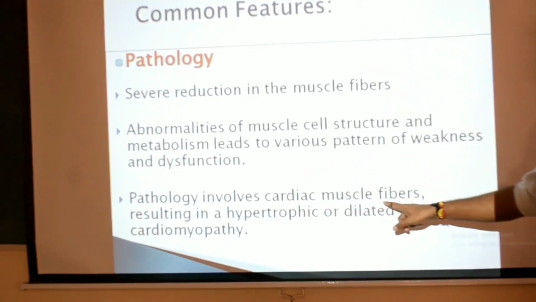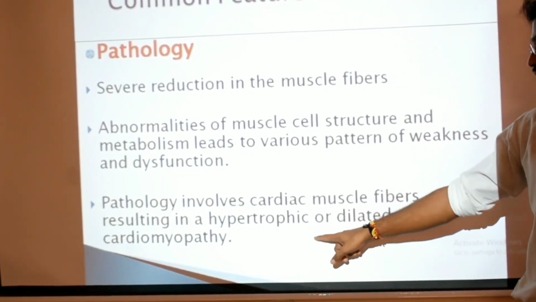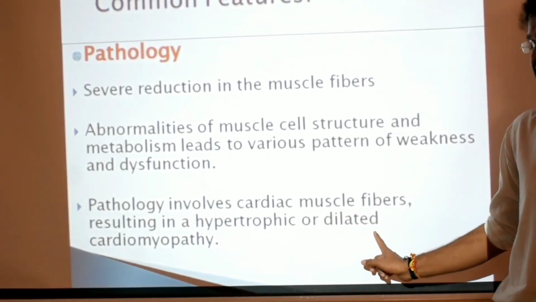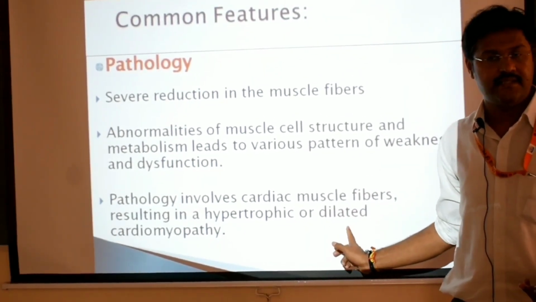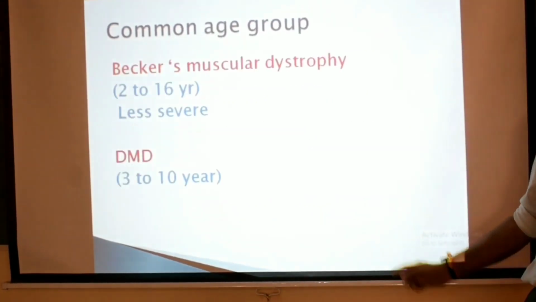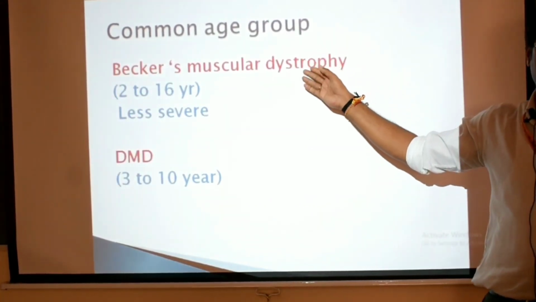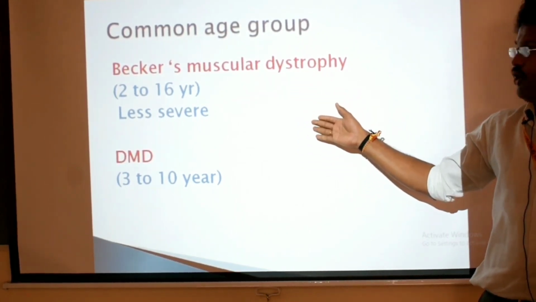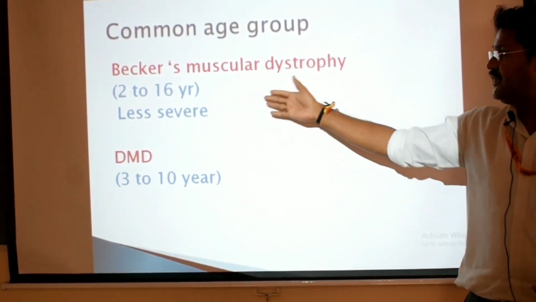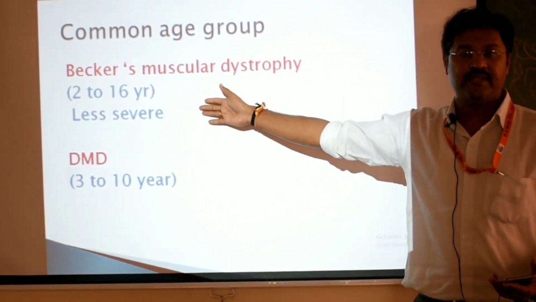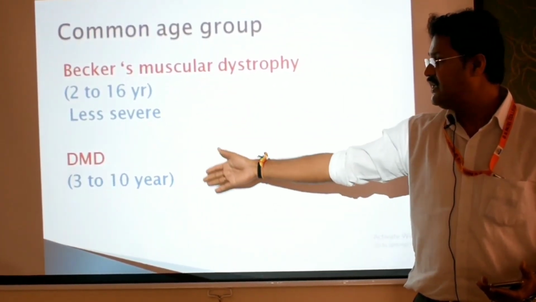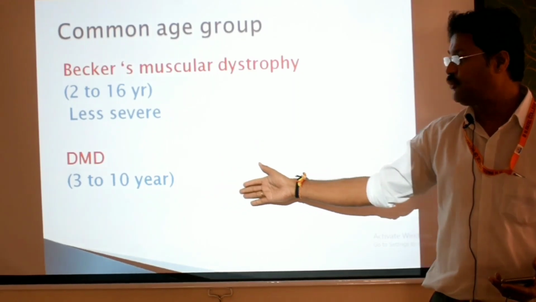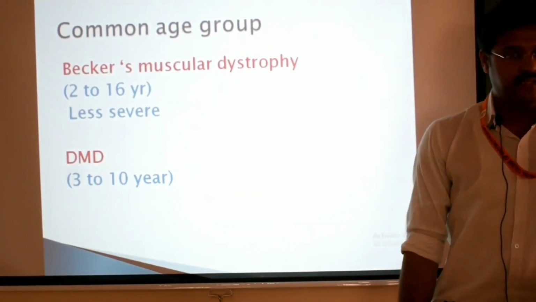Pathology involves cardiac muscle fibers, meaning there is hypertrophic or dilated cardiomyopathy in the later stage. Next. Now, the common age group involved is in Duchenne and Becker's, because these two myopathies are common. In Becker's muscular dystrophy, it is less severe and the age group affected is 2 to 16 years, and for Duchenne muscular dystrophy the age group is 3 to 10 years.